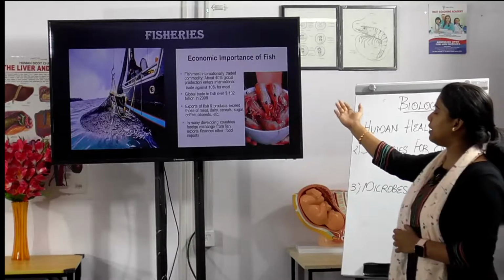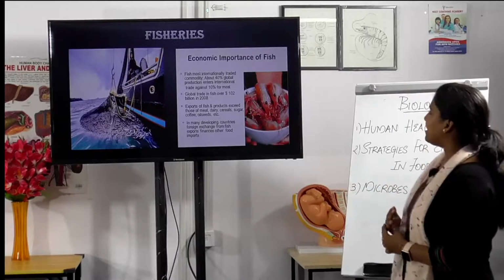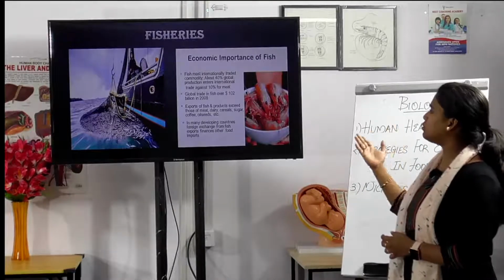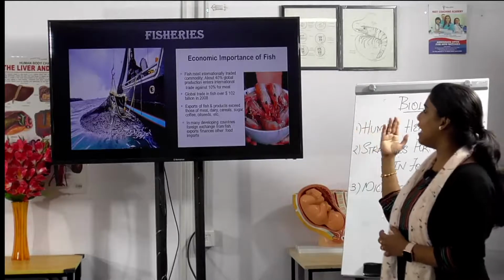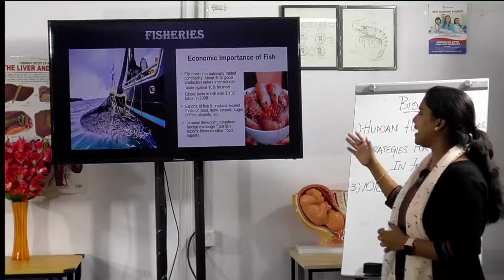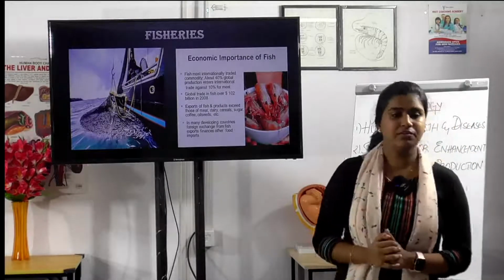And what is the turnover? It was 102 billion in 2008 itself. And exports of fish products exceed those of meat, dairy, cereals, etc. And in many developing countries, foreign exchange from fish exports finances other food imports.